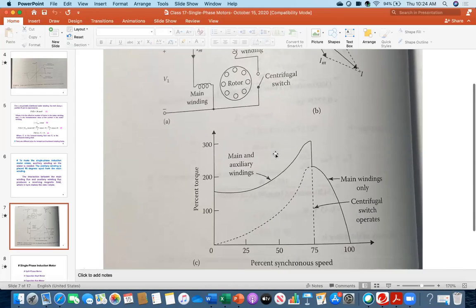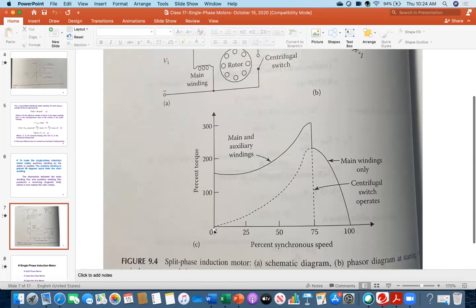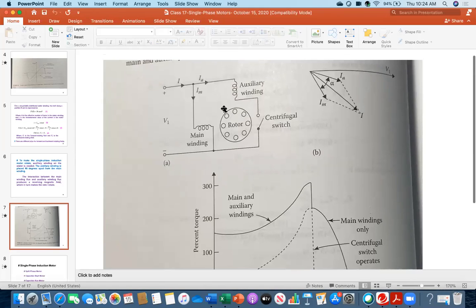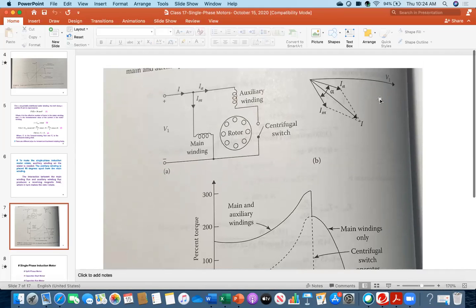So this is the question: why in the case of main winding does it start from zero, and what did the auxiliary winding do that makes the torque become, for example, 150%? Well, what is it doing? The way I have shown it, it looks like just a coil. Then what additional thing is it doing? Still it is single phase, it is not three phase. So how is it helping? Now if you see the vector diagram here, everybody see.